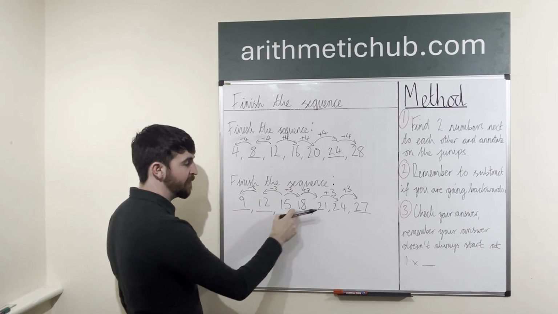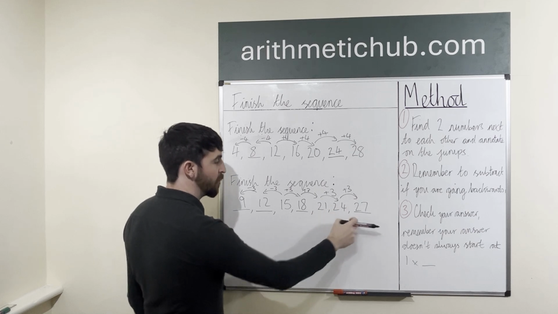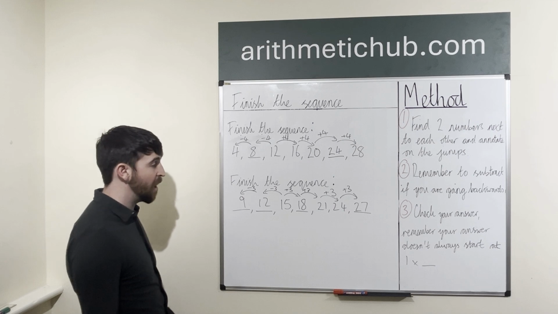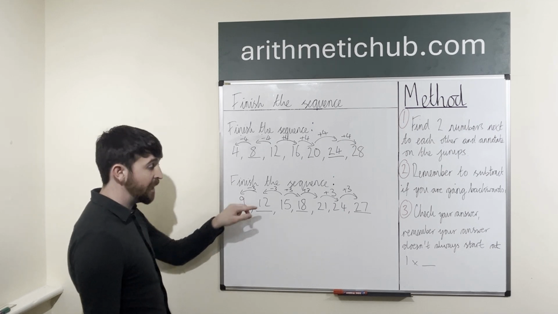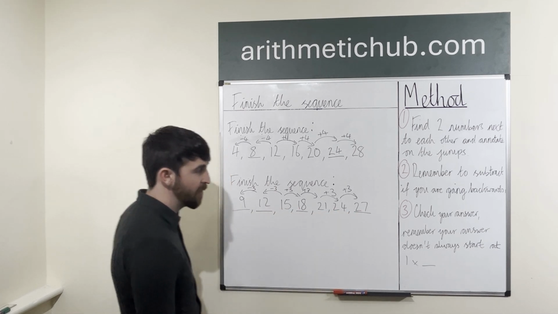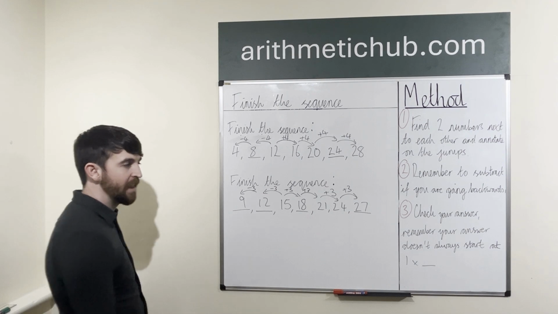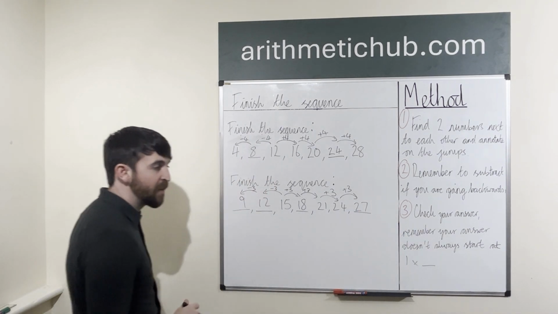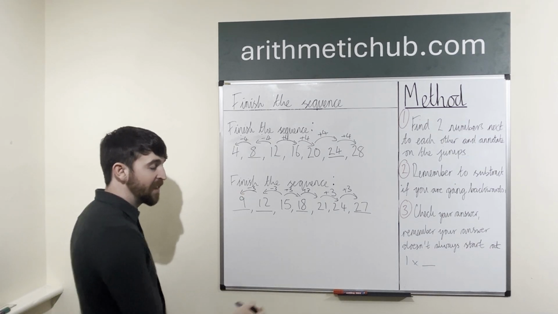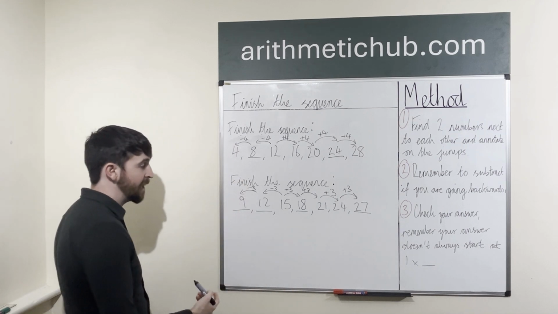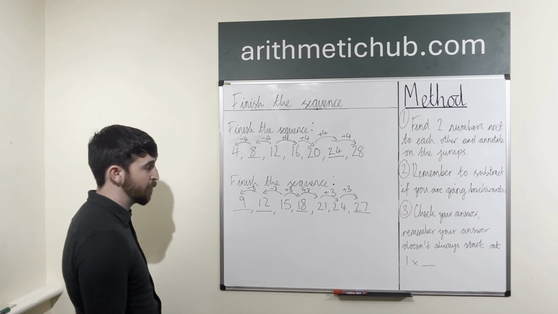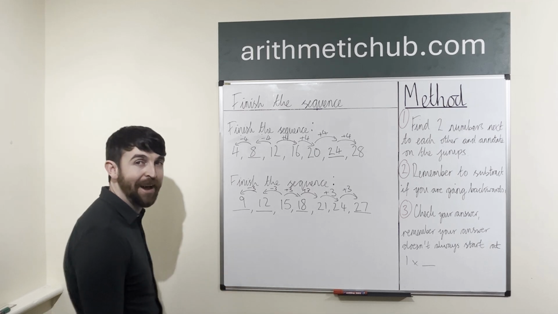9, 12, 15, 18, 21, 24, 27. Still in my 3 times tables. If we started from the start, 3, 6, 9, 12, 15, 18, 21, 24, 27. So I've checked my answer and it makes sense. Here, where it says, remember your answer doesn't always start at 1 times the number, it was the 3 times tables, but it didn't start at 1 times 3 there, did it? It started at 9, but it was still the 3 times tables for our sequence. We were just adding 3 each time.